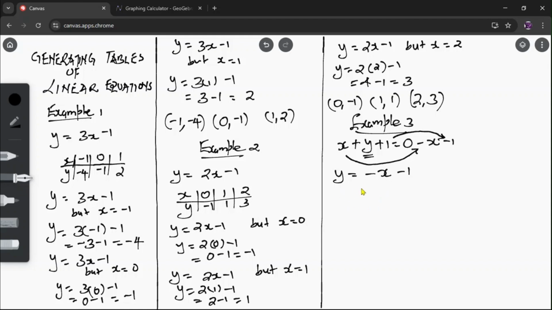So I'll have to generate a table for this. I'll come and have the same table. I have x, I have y, and let me see what this one will give me.